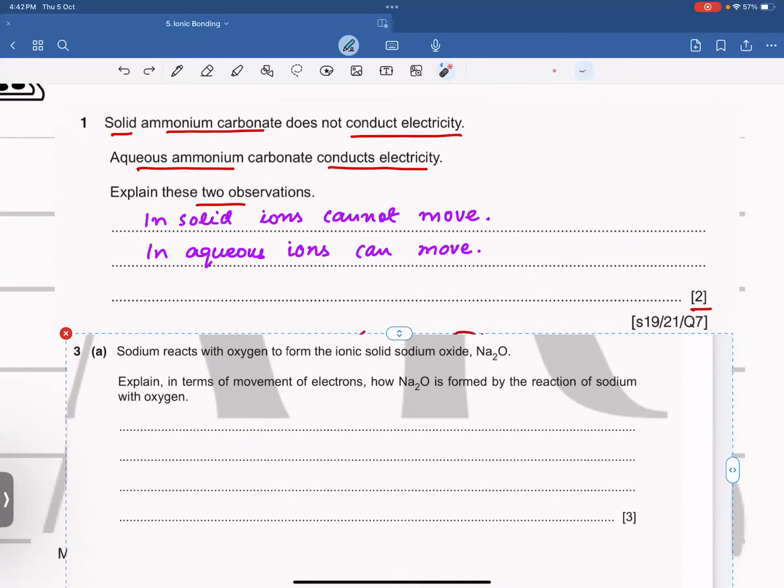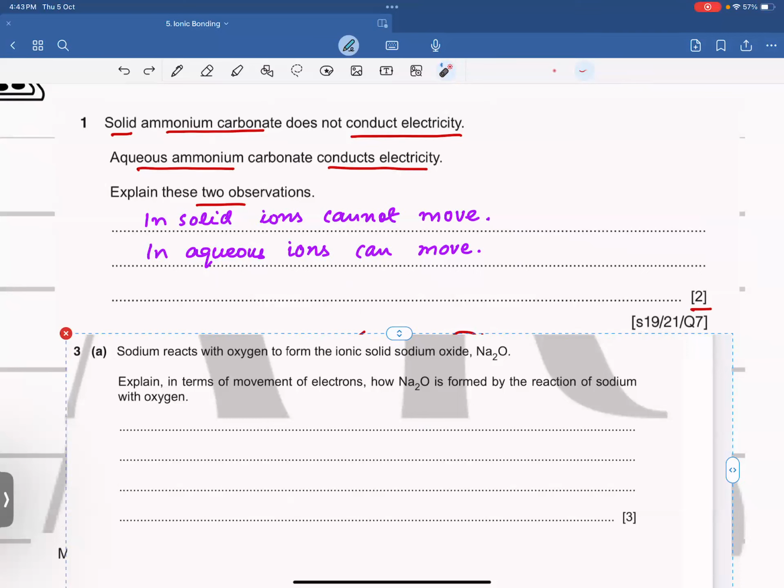What they are asking: explain in terms of movement of electrons how sodium oxide is formed by the reaction of sodium with oxygen. So sodium is an atom, right? So what will it do? We will say that as it is a metal, sodium will lose its one electron. Very good. So the sodium atom loses one electron.